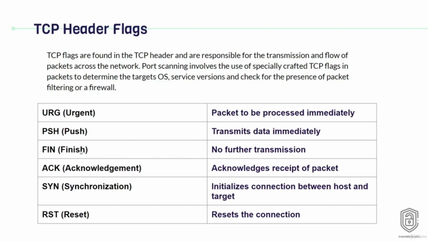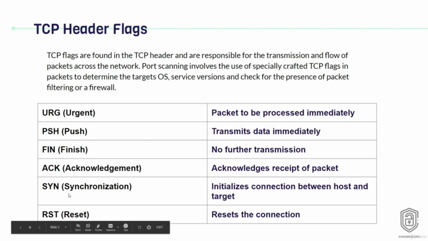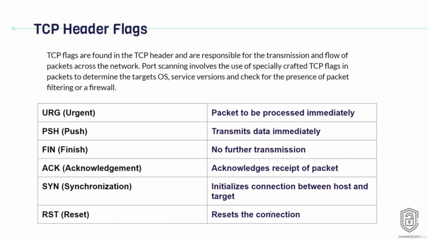This will all become apparent as to how they're used when we take a look at the TCP three-way handshake. You then have the ACK header flag, which you'll be seeing quite a bit, and this stands for acknowledgement. So this very simply acknowledges the receipt of a packet. You then have your SYN, or synchronization header flag, which initializes a connection between a host and a target. And then you have the RST, again one that you'll be going through quite a bit. RST stands for reset, and this essentially resets the connection.